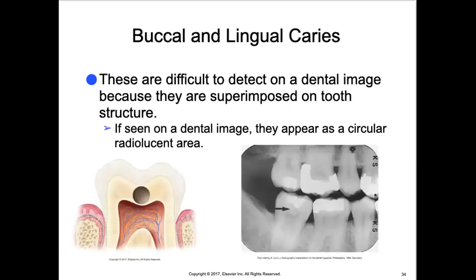Buccal and lingual caries is difficult to detect on a dental image because they are superimposed on the tooth structure. So if seen on a dental image, it appears as a circular radiolucent area. Here on this drawing, a representation of a tooth, this can be on the buccal or lingual side. And remember, without using the SLOB rule, we won't be able to know if that's buccal or lingual. But here we actually see what that looks like. This is not occlusal caries. This is either buccal or lingual caries, and we see a small representation of that here radiographically.